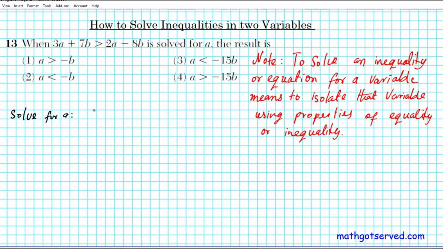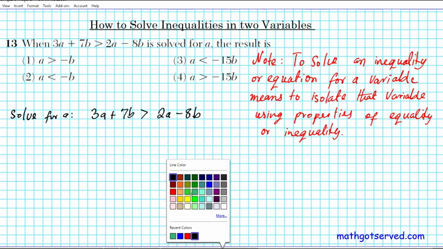Alright, so we have an inequality 3a plus 7b is greater than 2a minus 8b. So the goal is to get the a by itself. Okay, so what we are going to do first is collect like terms to different sides of the inequality. We want all the terms with an a component on the left side and every other term without a's on the other side of the inequality. So we're going to move the terms with the b's to the right side. On the left side we have positive 7b. Okay, so we need this term on the right side.